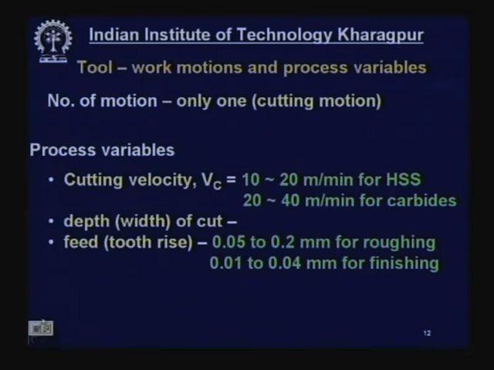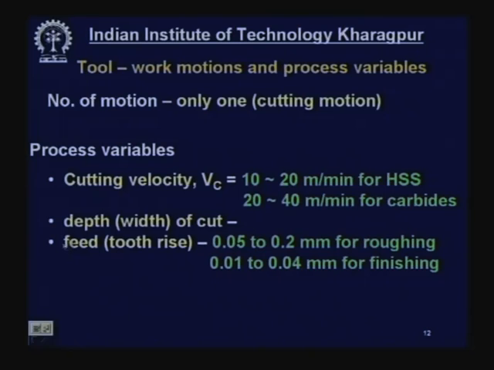What are the process variables? Cutting velocity. This is the cutting motion imparted to the cutting tool, either push or pull. Either you pull it or push it at a certain rate, that is called cutting velocity, expressed in meters per minute. If it is high speed steel, then velocity should be 10 to 20 meters per minute. If it is carbide, then 20 to 40 meters per minute. If it is coated carbide, you can go beyond that, but mind that the machine tool should have the capacity of withstanding that amount of velocity and power.